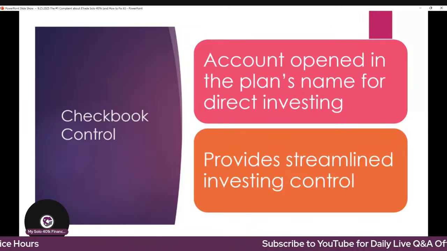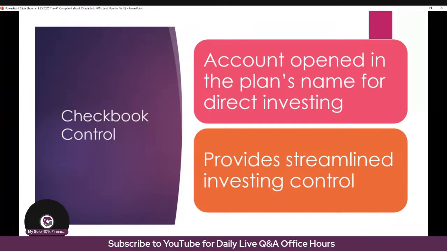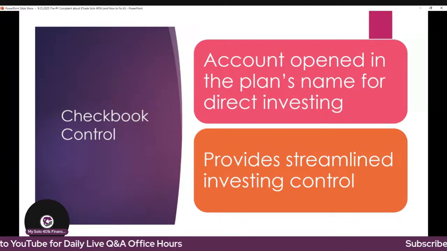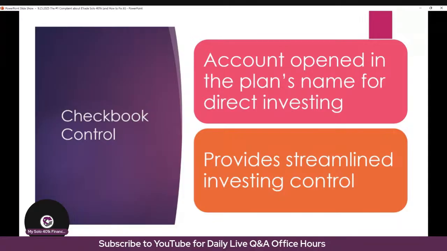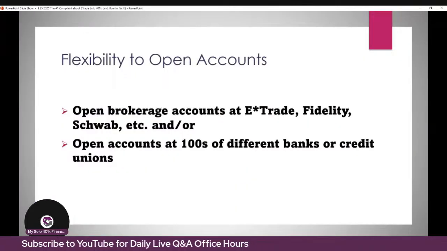Now that checkbook control can be instrumental, especially for those customers that want to invest in alternative investments, because now they can act quickly to take advantage of investment opportunities. So that's another key feature, especially for those customers that want to have the option to act quickly to take advantage of alternative investment opportunities.